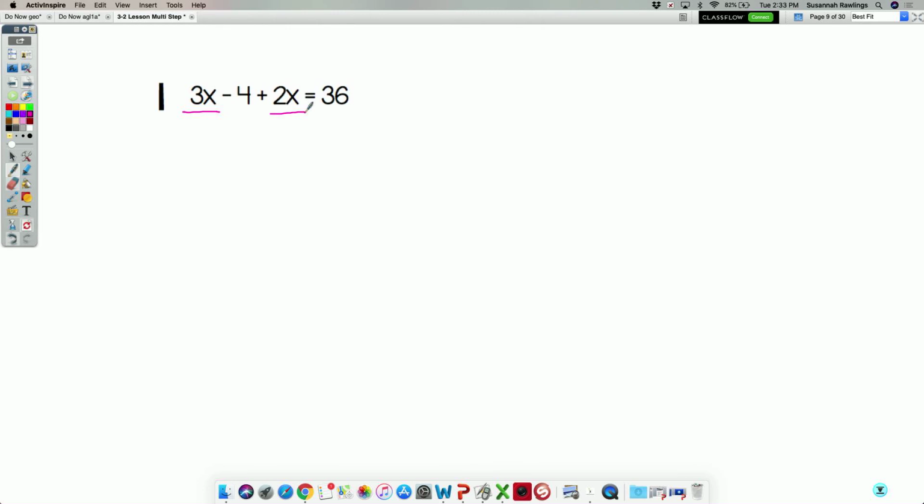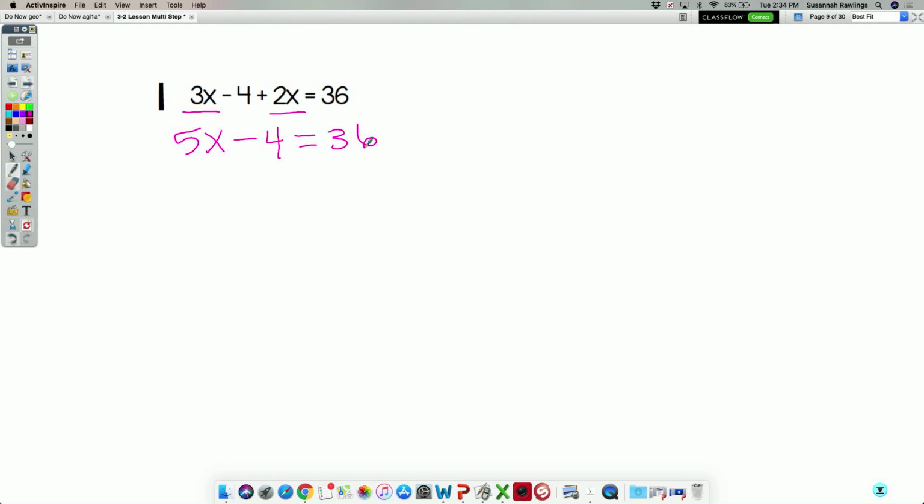Okay, 3x and 2x. You'll notice that we're only simplifying one side at a time. So 3x and 2x are both positive, so when I combine them, they become positive 5x. I'm going to bring down my minus 4, and bring down my 36. We should know how to solve from here.